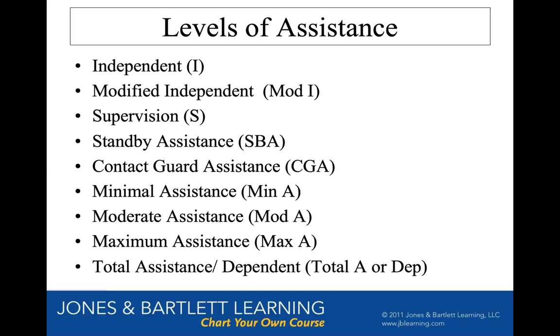Moderate assist or moderate assistance means the patient is doing 50% of the work and we're doing the other 50%. Maximal assistance means the patient is able to do 25% of the work and we do the other 75%. And total assist or dependent assist means that maybe the person could help, but it's less than 25% of the work. So that means that we do more than 75% of the work. That's total assistance.